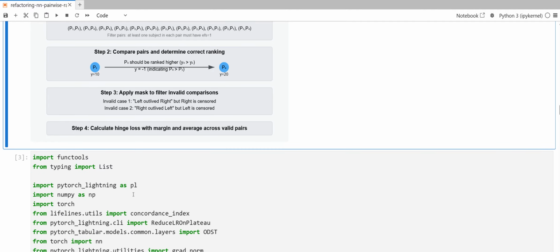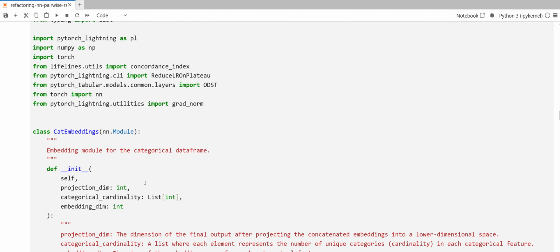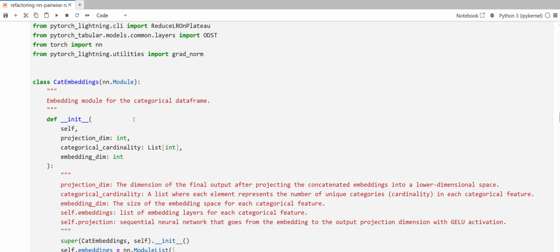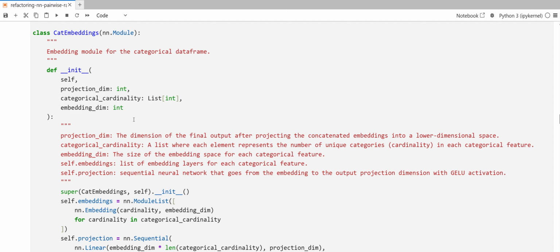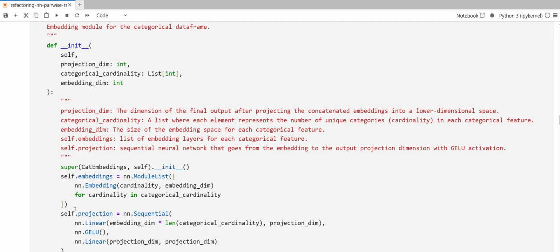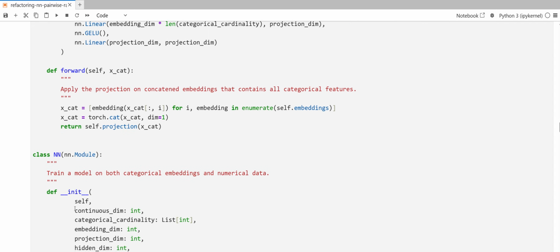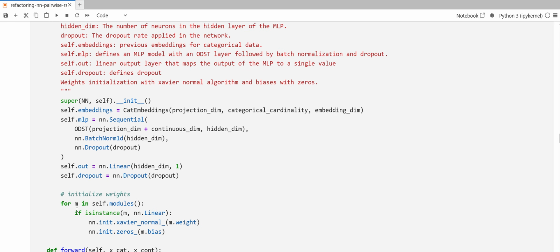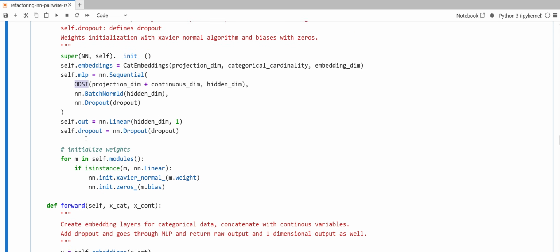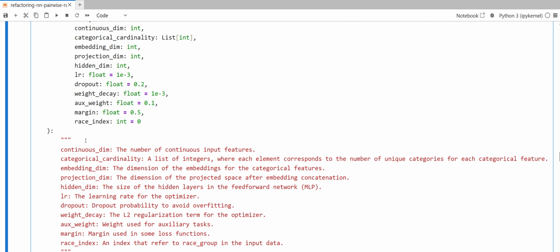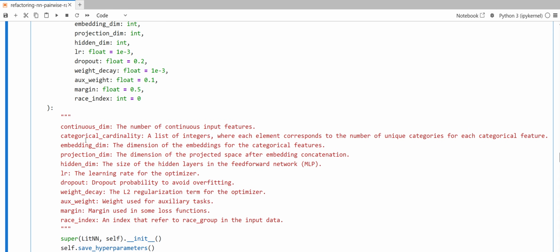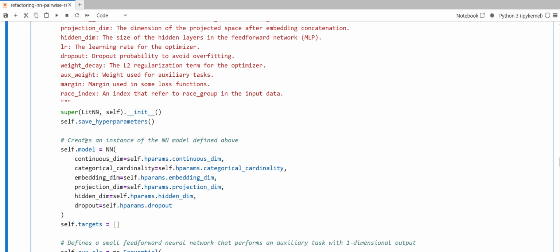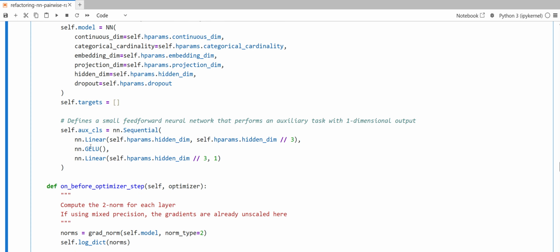All right, it is time to go through the code. This section is where we define the PyTorch model. We've got 3 main classes here. CatEmbeddings. This class handles those categorical feature embeddings, like we talked about. NN. This class takes those embeddings, combines them with the numerical features, and builds that core MLP, including the ODST layer. LitNN. This is the main event. It inherits from the PyTorch Lightning LightningModule, a framework that makes training way easier. This is where we define that super important loss function.